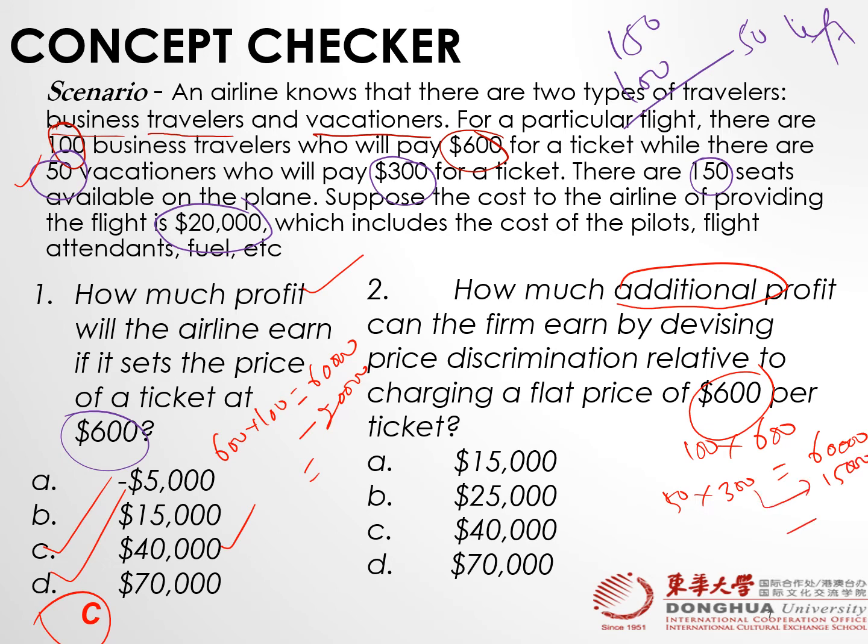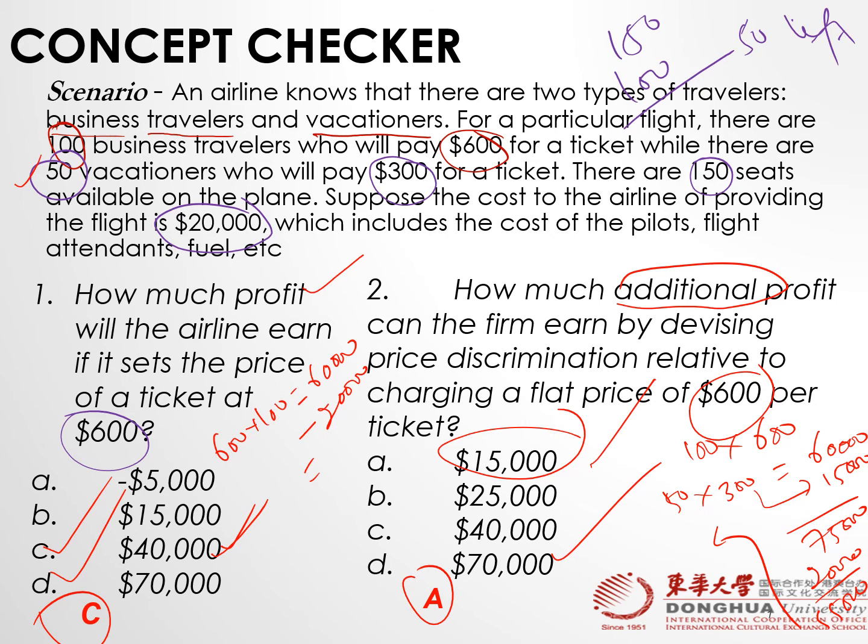Right? 75,000 would be the sale. 20,000 is the cost. 55,000 is the profit. How much additional? On top of this 40,000, 15,000. Right? That's why the answer is A. So this is the benefit of having price discrimination. The monopolist's profit increases by 15,000, and all the 50 vacationers are accommodated as well. Right?